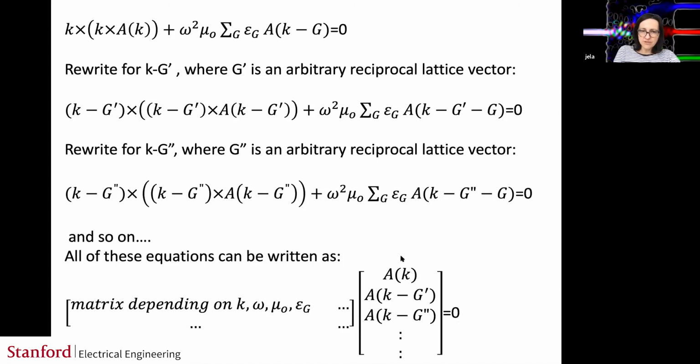So we have some matrix that depends only on K, omega, mu naught, epsilon, G, the Fourier coefficients of epsilon. Then we have all of these Fourier series expansion coefficients of the electric field solution in the system at the points in the K space that are sitting on the reciprocal lattice around a certain K point that you picked, and that's equal to 0. As any homogeneous system of equations, this one has a non-trivial solution, which means a solution where the coefficients A of K are not all equal to 0, when the determinant of the matrix on the left side is equal to 0. Okay?